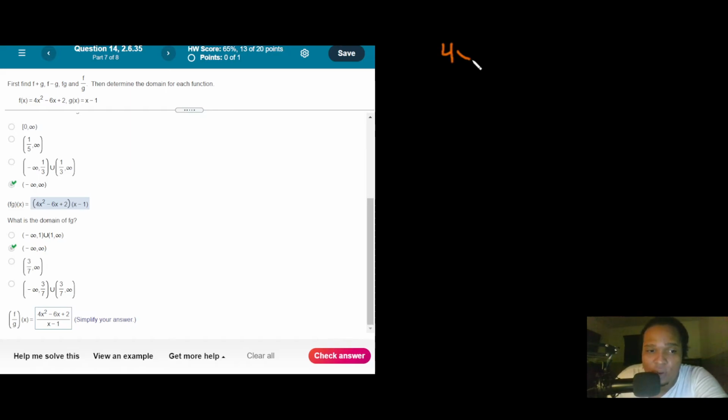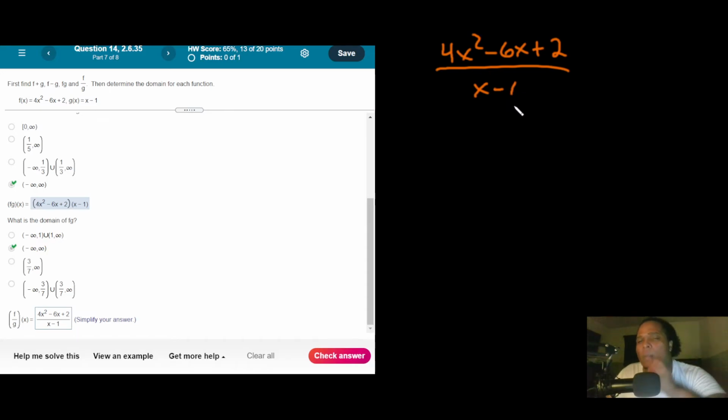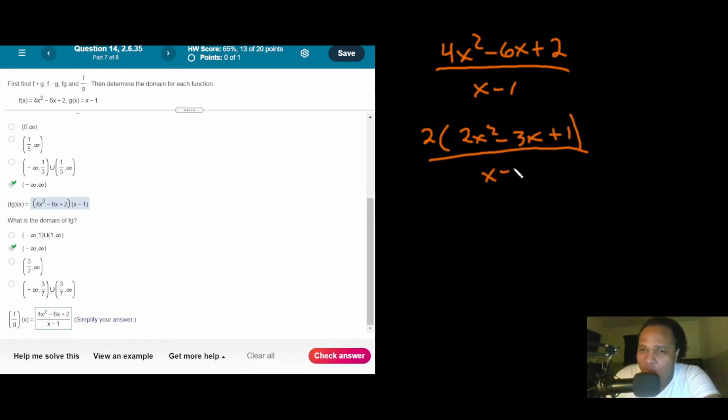So we have 4x squared minus 6x plus 2 over x minus 1, right? It does say simplify your answer. Yeah, they were giving us hints. We can take a 2 out from the top, can't we? We get 2x squared minus 3x plus 1, and this is over x minus 1. Now, can we factor the 2x squared minus 3x plus 1? Let's take it out and bring it here to the side for a second. We'll bring it back, I promise.